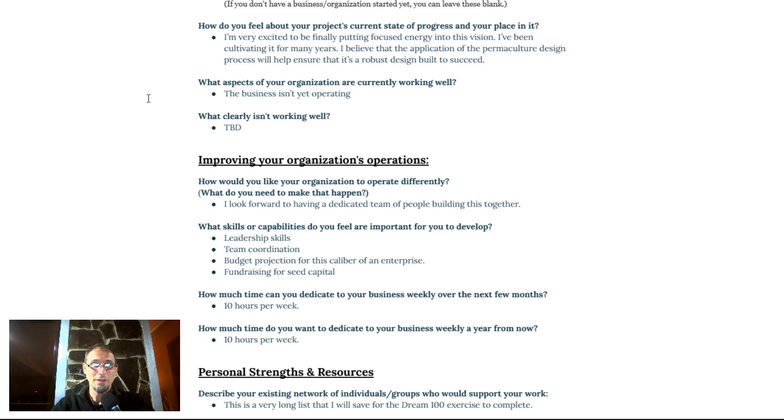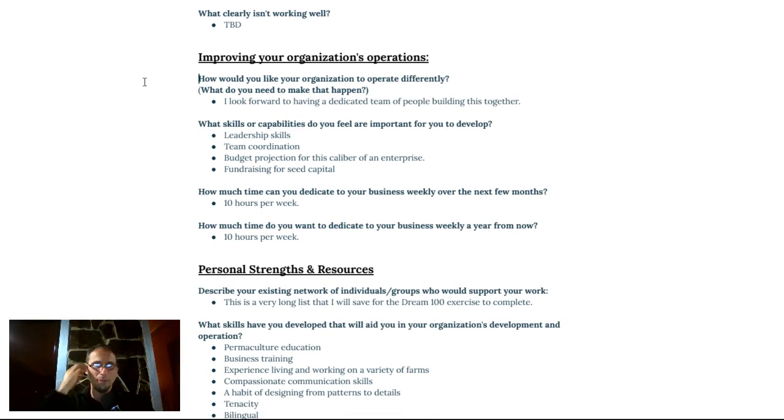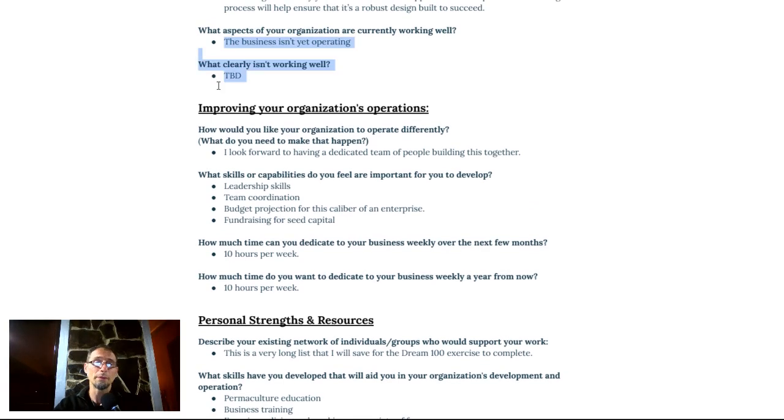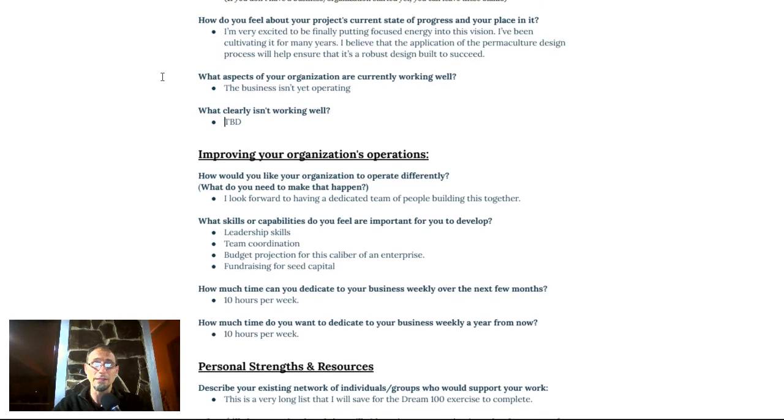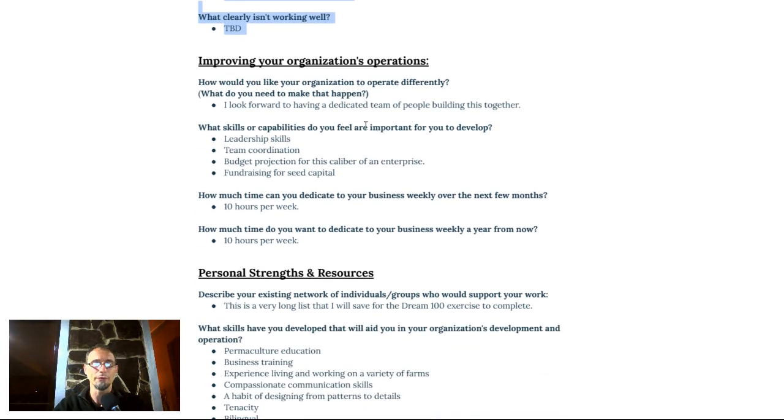So, aspects of your organization that are currently working well: it's not operating yet. And what's not working well, to be determined. I could have thought about some things. Probably many people taking this course aren't going to be able to answer these two questions, but some will. And if you do have a business that's operating and you're wanting to use this course to improve it, really get honest with yourselves here. It's an important starting point for your pivot of growth.